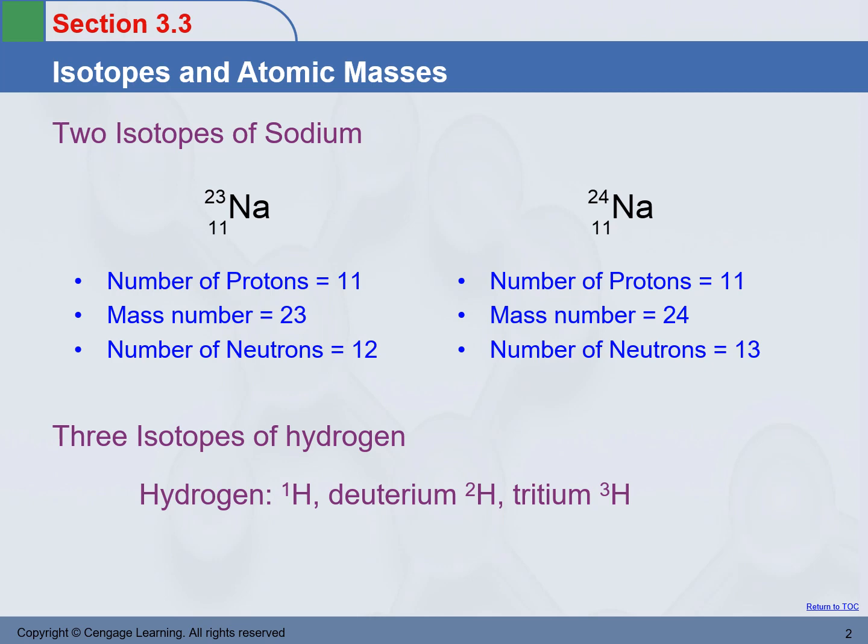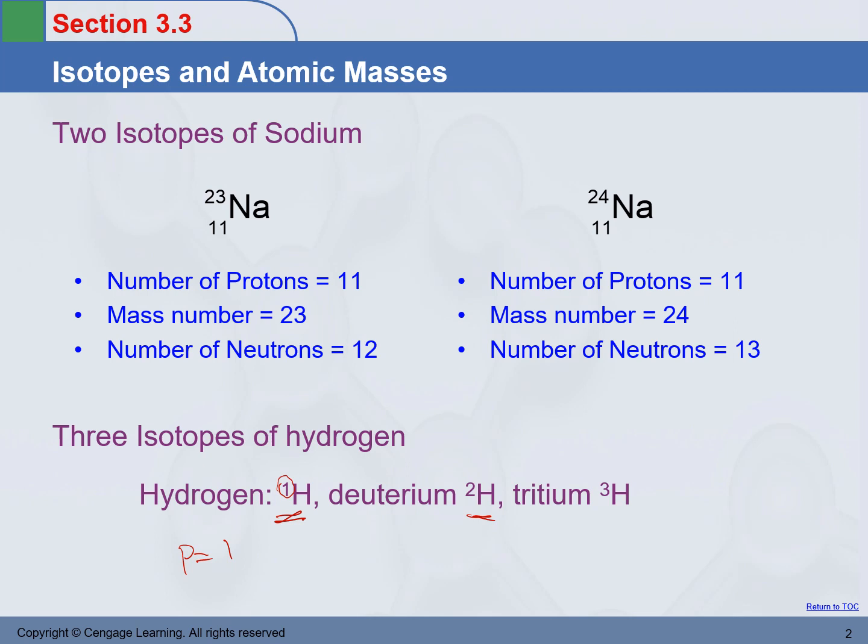The case of hydrogen, the first element, the element that has only 1 proton. Hydrogen has 3 common isotopes. The first one is called hydrogen. The second one is called deuterium. The third one is tritium. The mass number of hydrogen is 1. We also know hydrogen has only 1 proton.